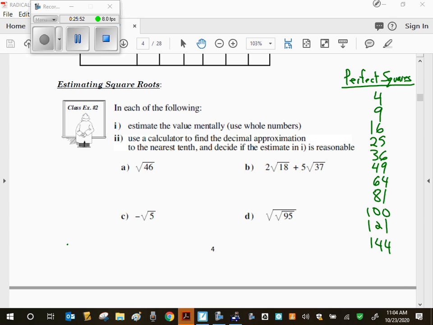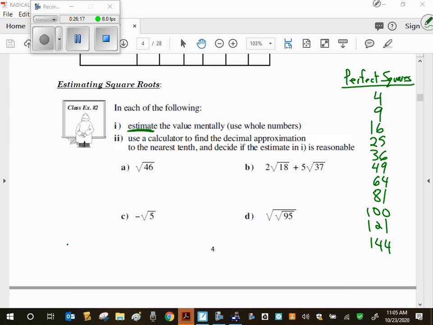Now, estimating square roots is not very important, but it's in the curriculum, so I have to teach it to you. This is a rare question. You're going to do it once or twice. You're not going to do most of the quiz like this, okay? You only do it this way if I say estimate. If I say simplify, you do not do this. Only if I say estimate.